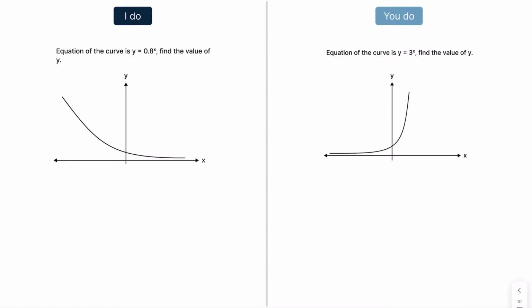So we can just use that knowledge and say y is equal to 0.8 to the power of x. We know x is 0 at that point. So if we put that in, we get y is equal to 1, because anything to the power of 0 is 1. And it's the exact same thing on this side. Anything to the power of 0 is 1.